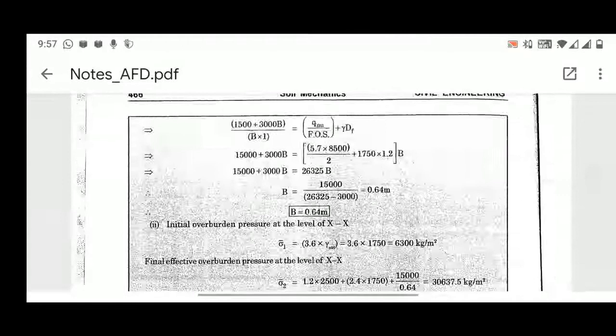Now you will be asking me, sir, why they have not considered this gamma Df. Might be you will be asking, no one is asking. That is the beauty of this class.